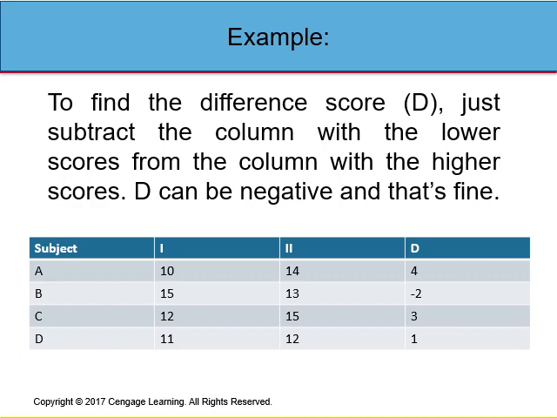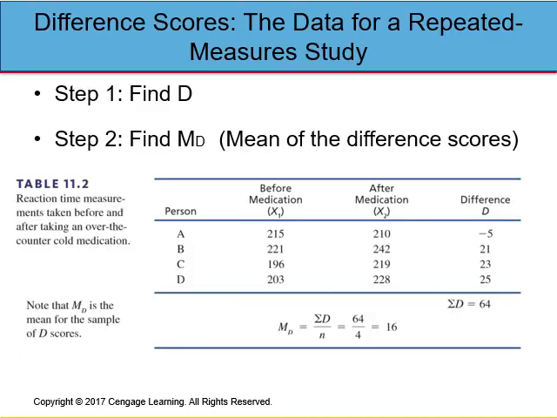Some columns will be a little bit flipped, like column B here has a score of 15 for person B and a score of 13 on test 2. So you would get a negative answer for that one, and it's fine. Negatives are fine because we're going to be squaring all the D values, so it really doesn't matter. So step 1 of finding a problem is you would find D. Step 2 is you would find the mean of the difference scores.